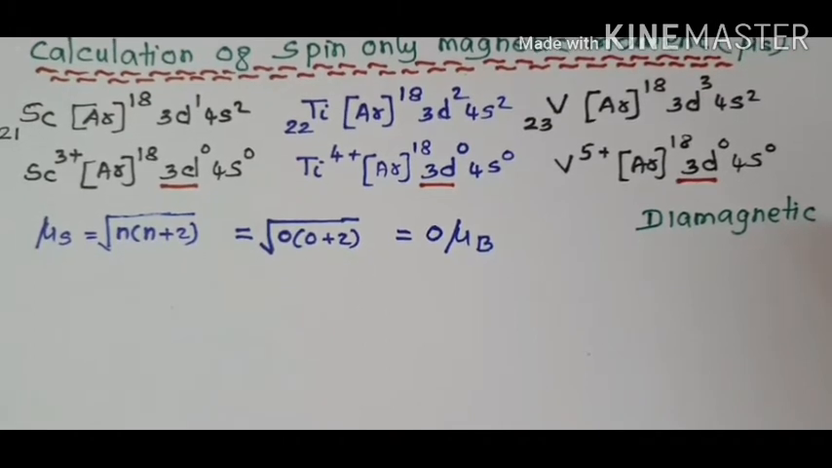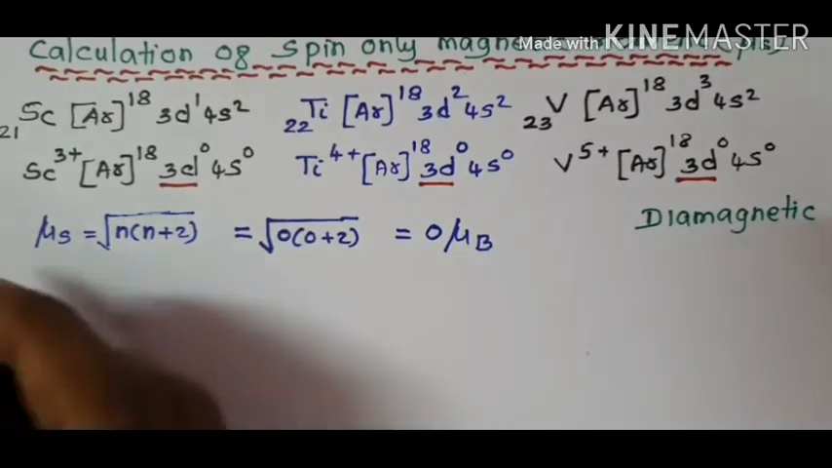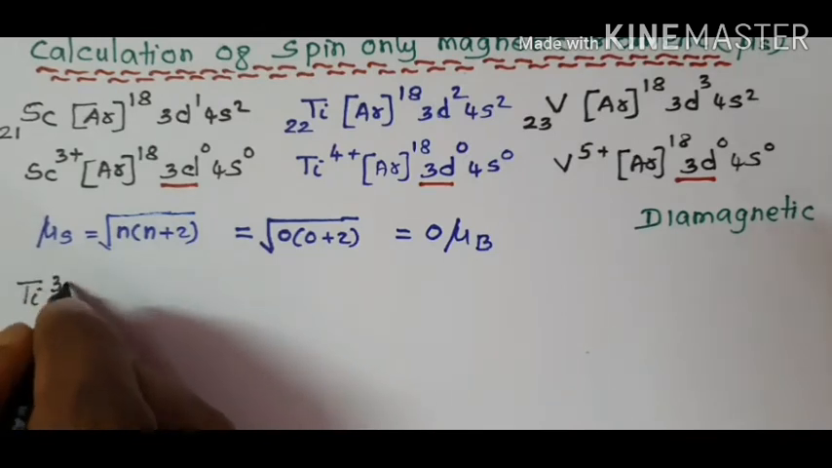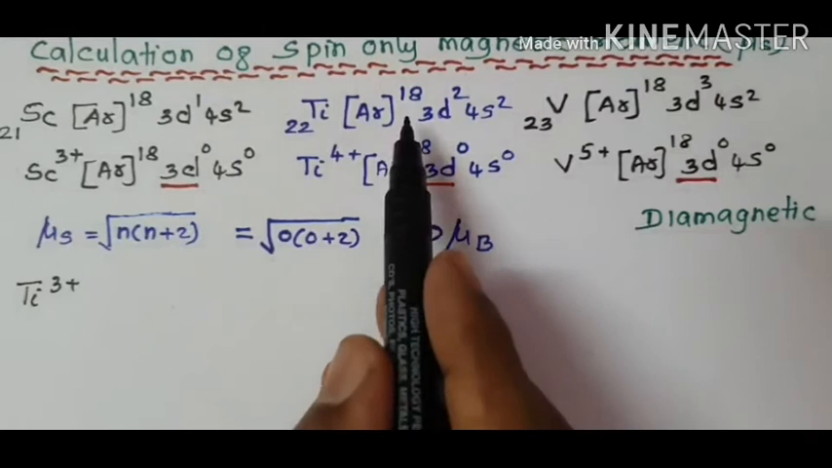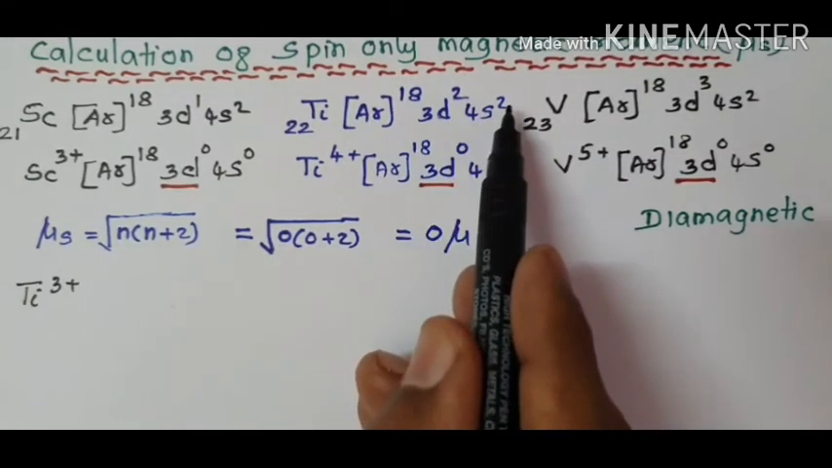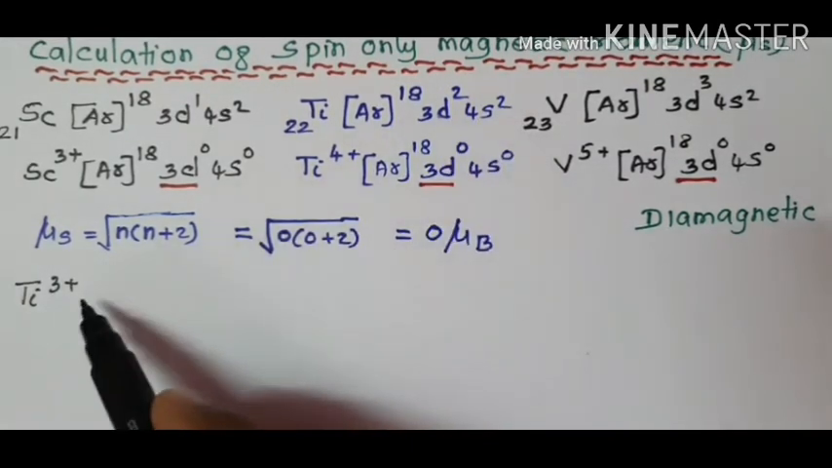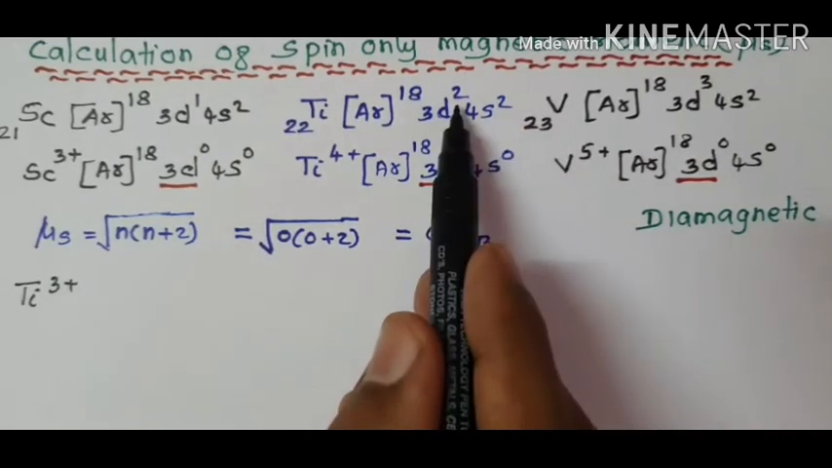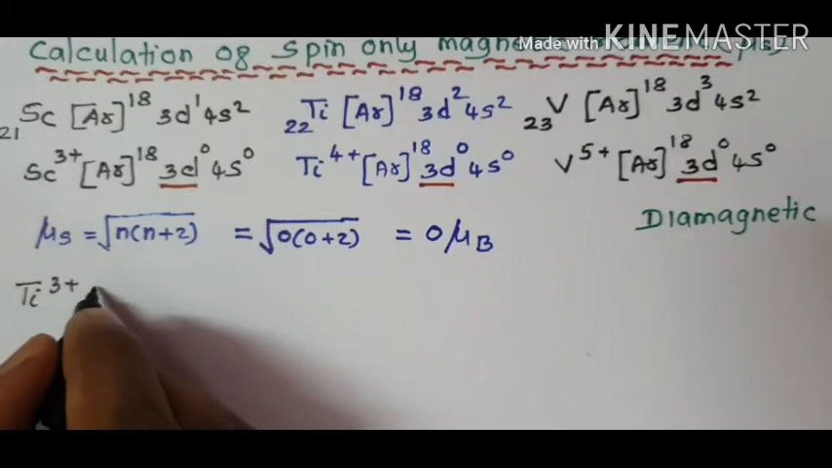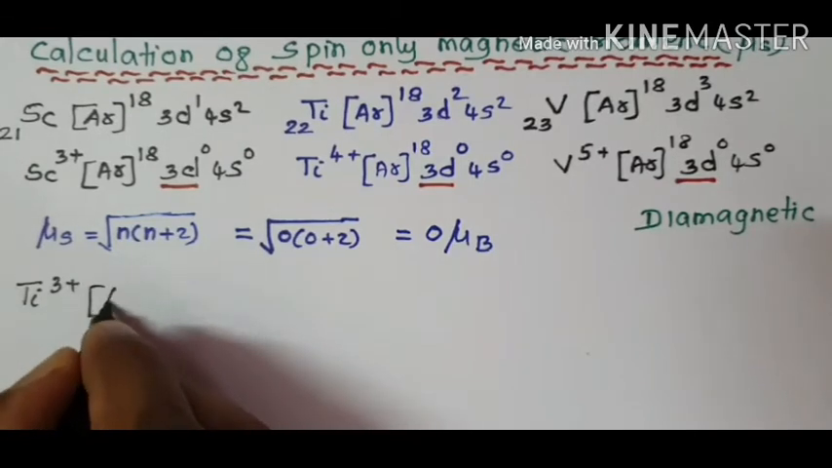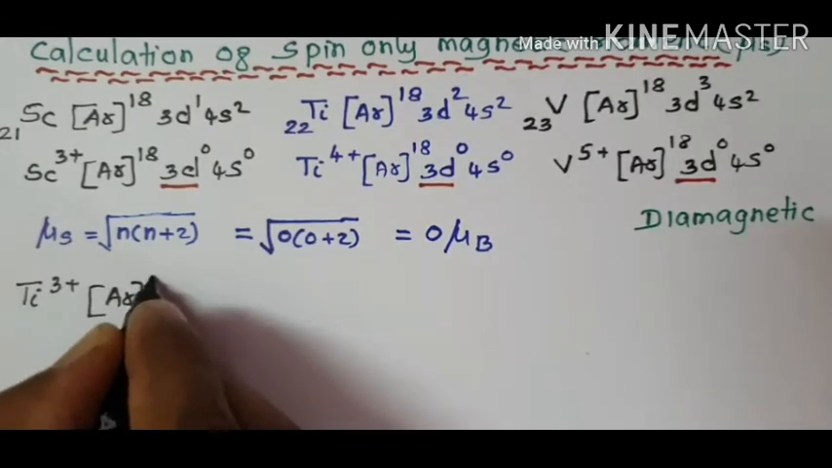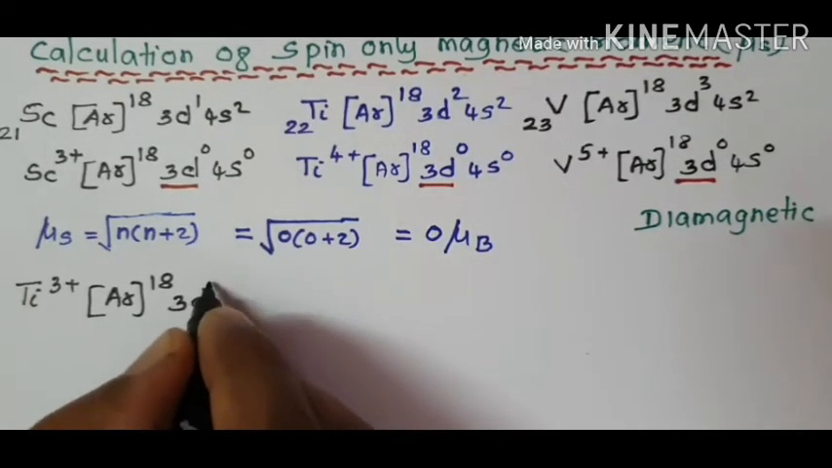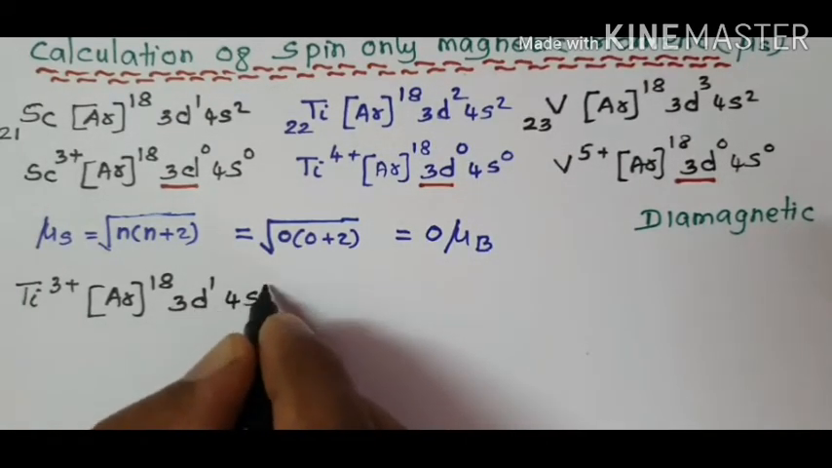Titanium 3 plus. Titanium electronic configuration 3d2 4s2. Titanium 3 plus means it lost how many electrons? 3 electrons. 2 electrons from the s orbital, 1 electron from the d orbital. Argon atomic number 18, 3d1, 4s0.